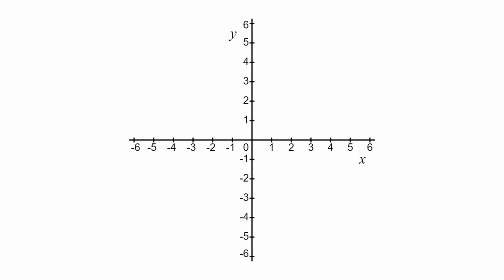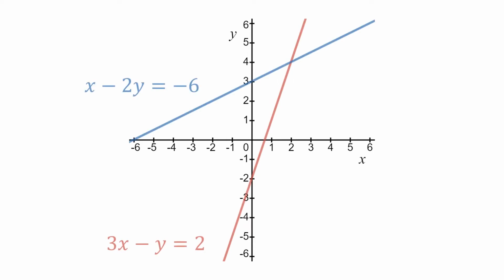y-axis. For example, let's look at a first line in red, 3x minus y equals 2, and a second line in blue, x minus 2y equals negative 6. These 2 lines intersect at the point (2, 4). Of course, this ordered pair is the solution to the system because it not only is the point of intersection, but it's also the only point that satisfies both equations simultaneously.